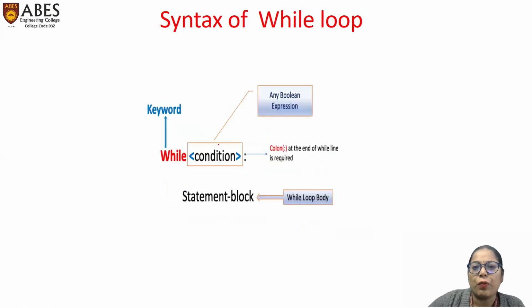This is the syntax of while loop. First, you will write the keyword while. Then you will write the condition, any Boolean expression. Boolean expression means true or false, 0 or 1, and after that a colon at the end of the while line. And then the while block body statements are written here. So this is the syntax of the while loop in Python.